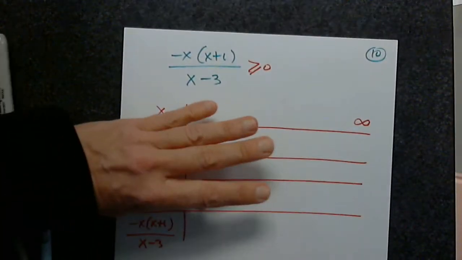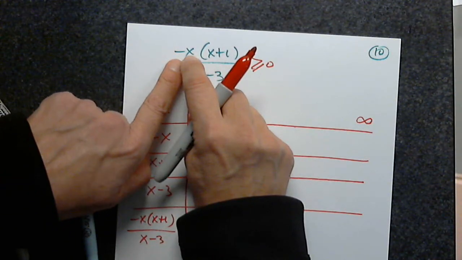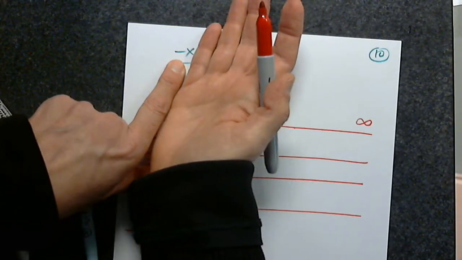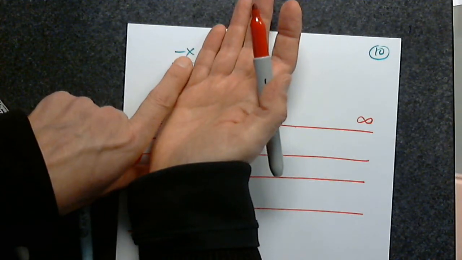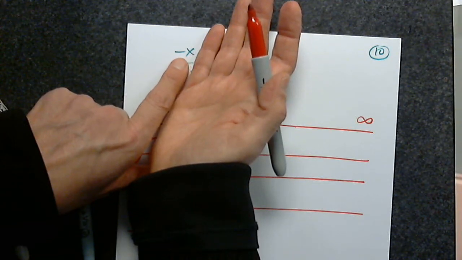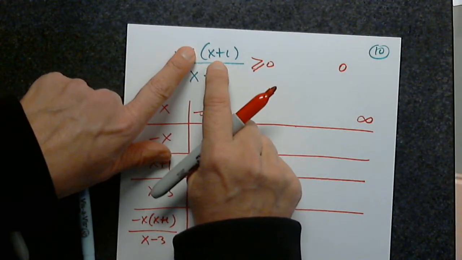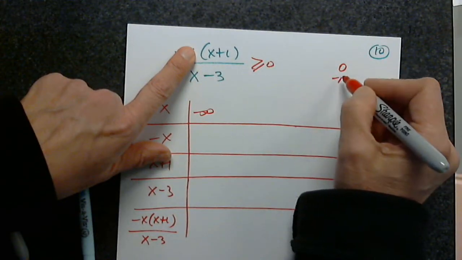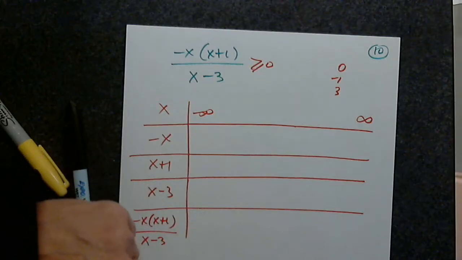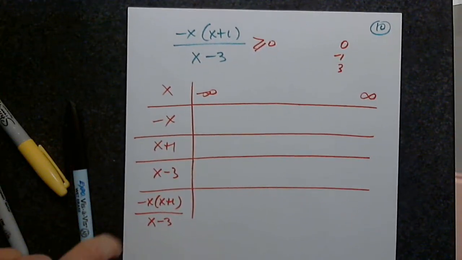Now on the side, before we start the table, what is the 0 of the factor negative x? When is this factor 0? When x is? When is this factor 0? When x is? And when is this factor 0? Good. I want these three numbers in ascending order in the table. Which one is first?